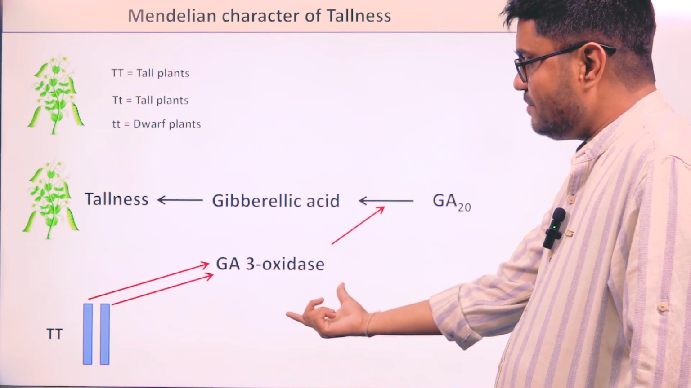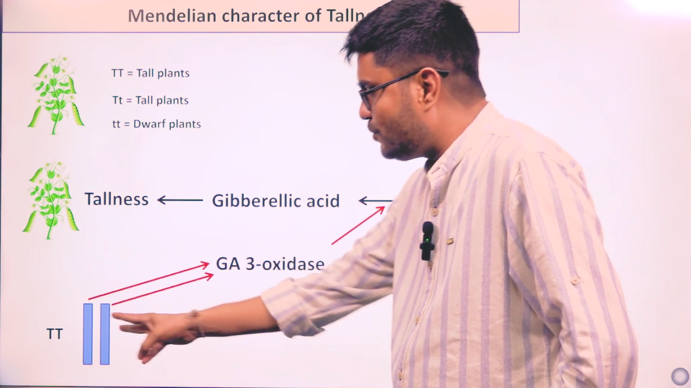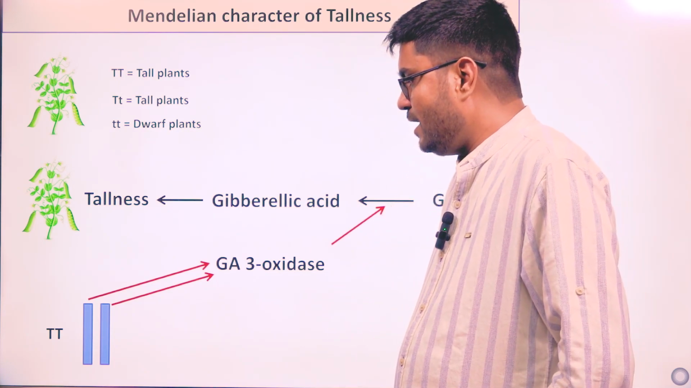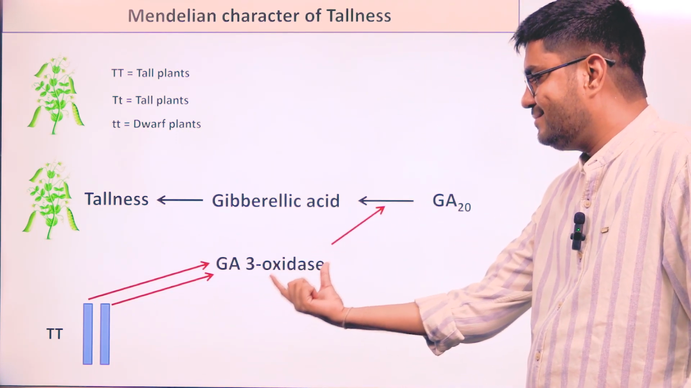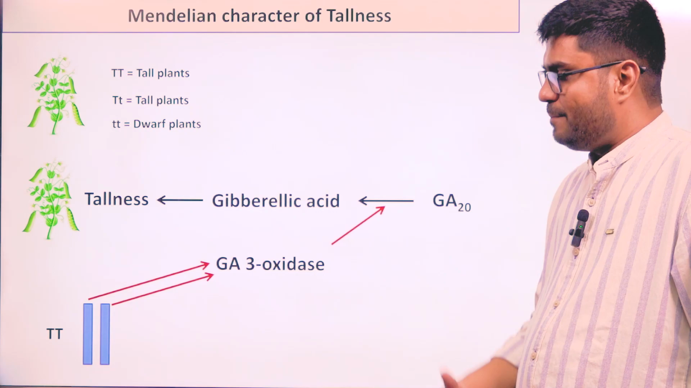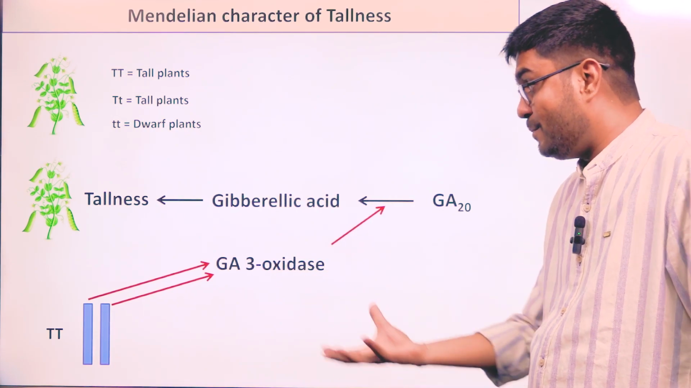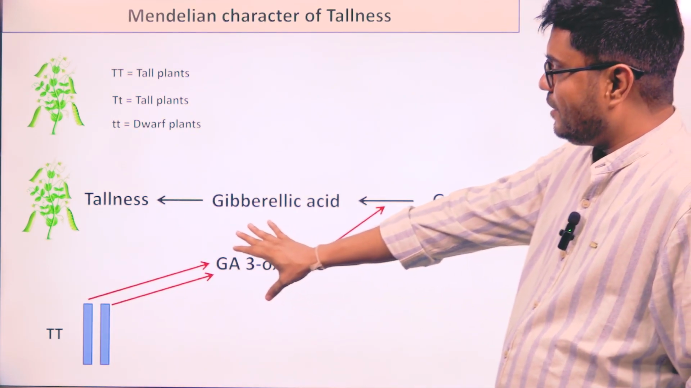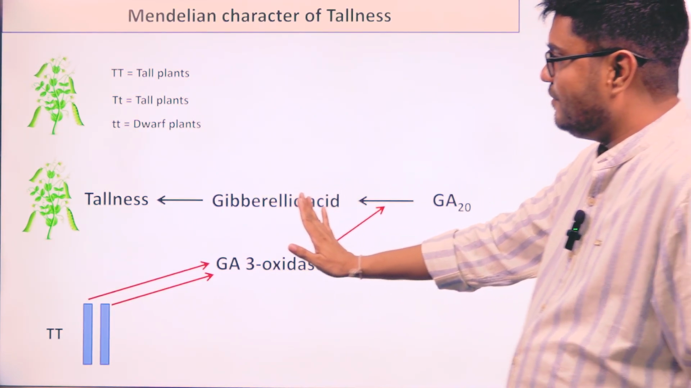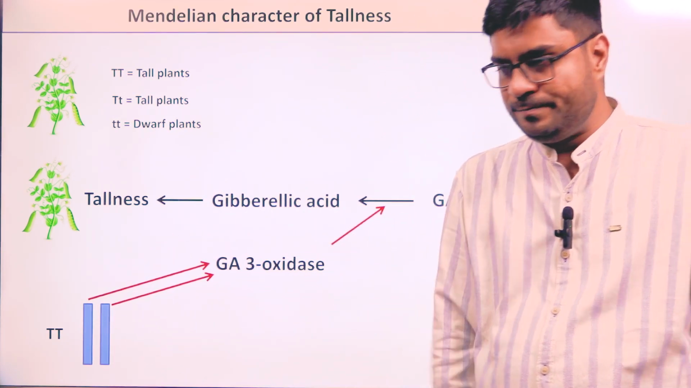Of course, it's an enzyme, so it should come from mRNA, and mRNA should come from genes. That particular gene has two copies. Capital T means both the copies are identical, and both of them are able to give the enzyme. The functional enzyme can come from both the copies. It means both the copies can make functional mRNA, the right mRNA, and that right mRNA gives us the right protein. So both the copies code for a functional enzyme. GA20 will convert into gibberellic acid, gibberellic acid will give its result, and capital T, capital T will be a tall plant.